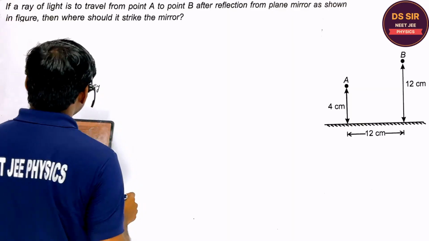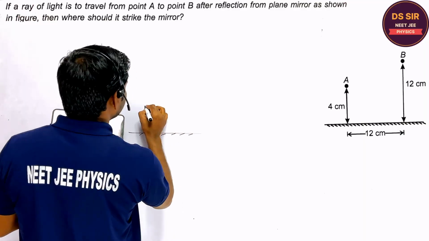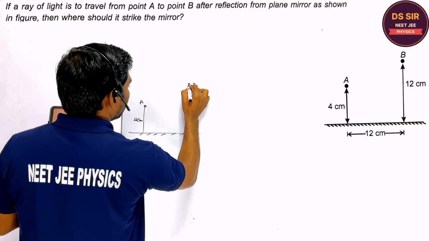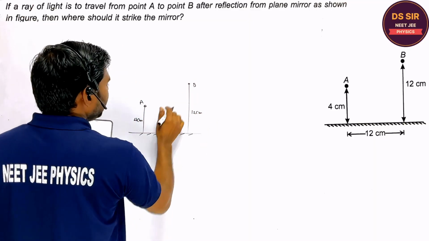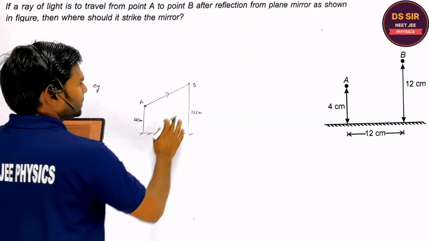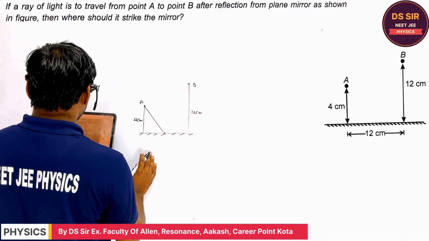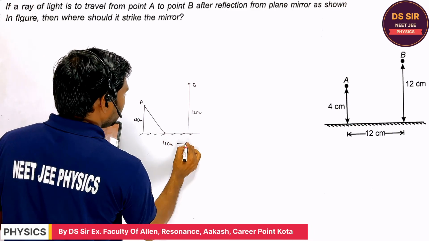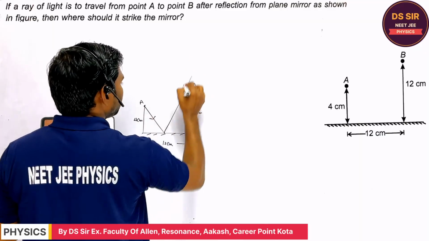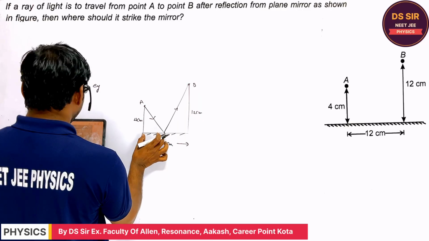So read this question. In this question, a light ray is to travel from point A to point B as shown in the figure. Suppose this is the mirror, right? This is the point A and this is the point B over here. This is at 4 centimeter and this is at 12 centimeter. So the light ray has to travel after the reflection. Although the light ray can go directly here, they are not asking like this. After hitting, where should it be hit? The length of this mirror is given as 12 centimeter. After reflection, it must meet the point B, right?